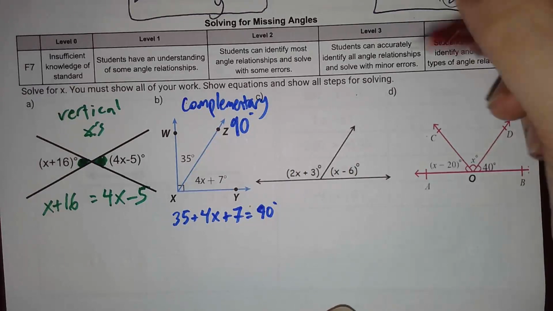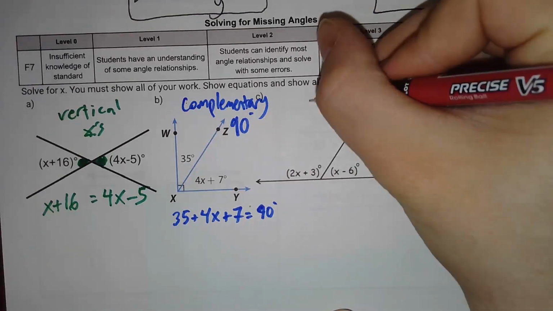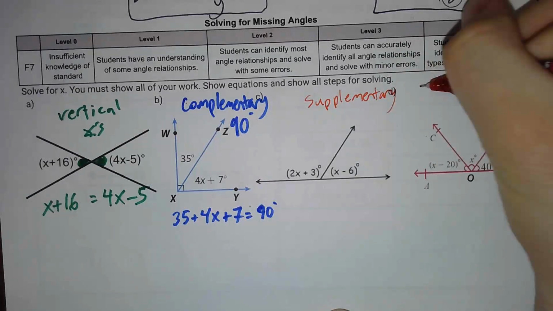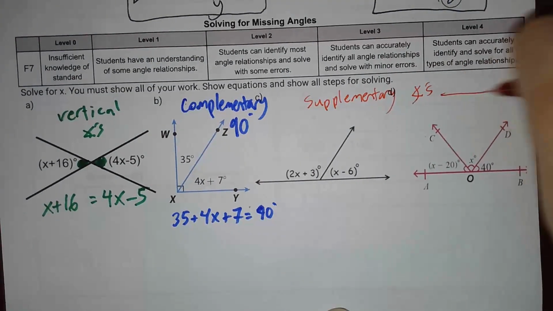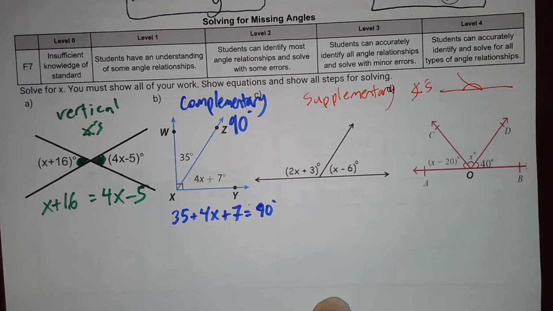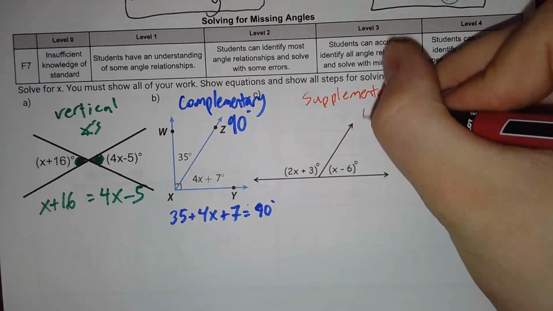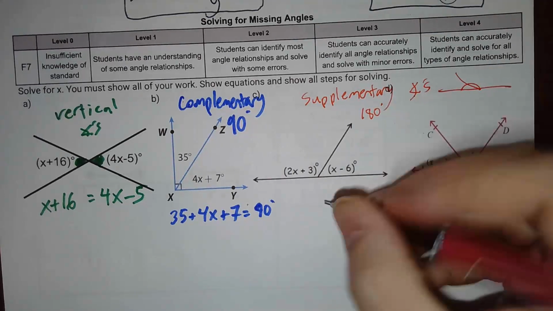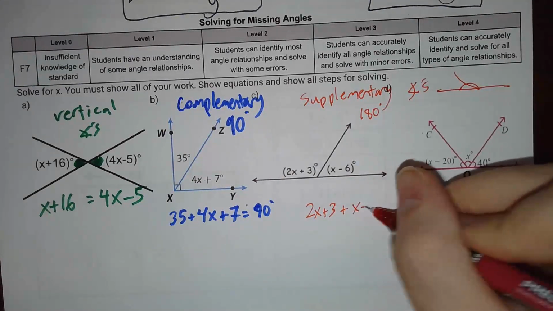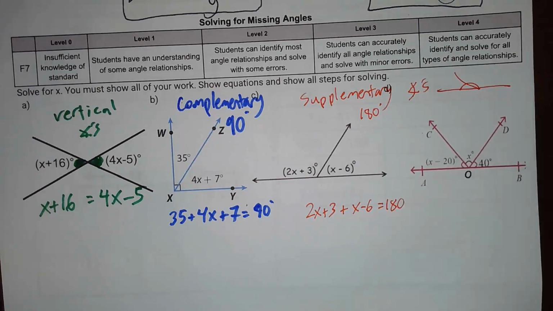For the third and fourth ones, we do have supplementary angles. Supplementary angles are linear pairs, or they add up to a straight line. How many degrees are in a straight line? We know it's 180 degrees. So this will be 2x plus 3 plus x minus 6 is 180.